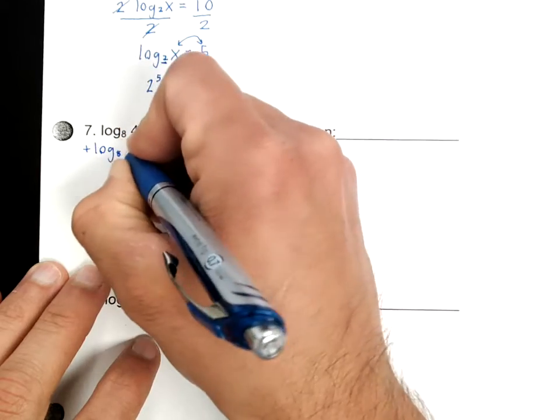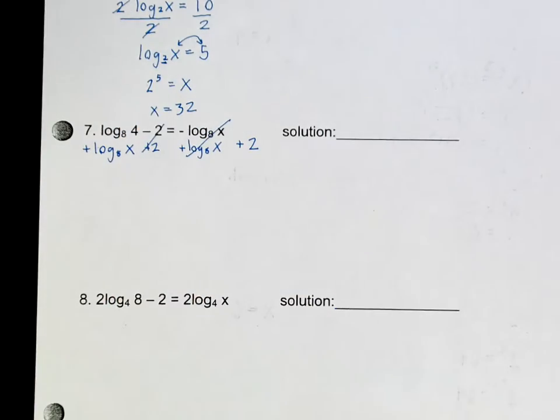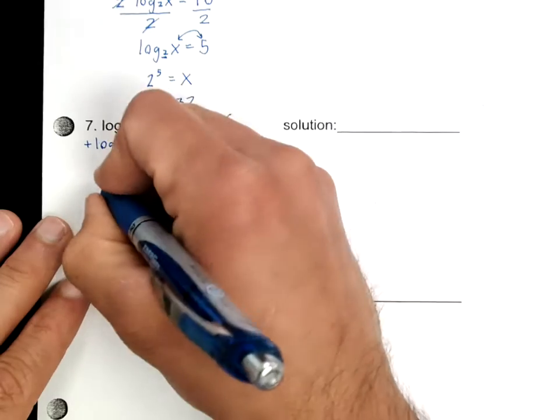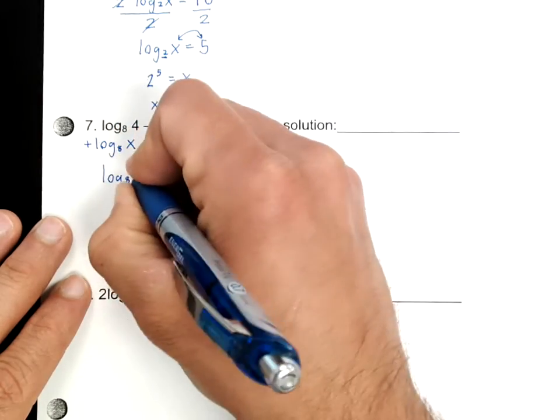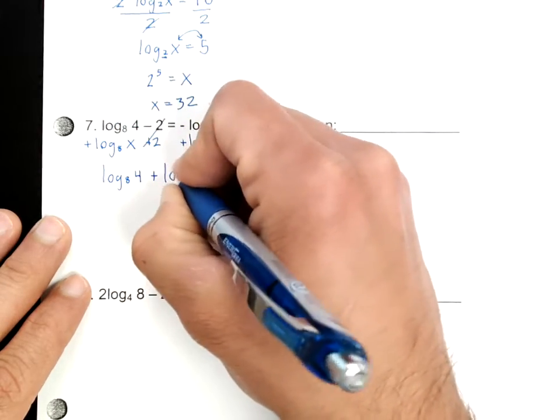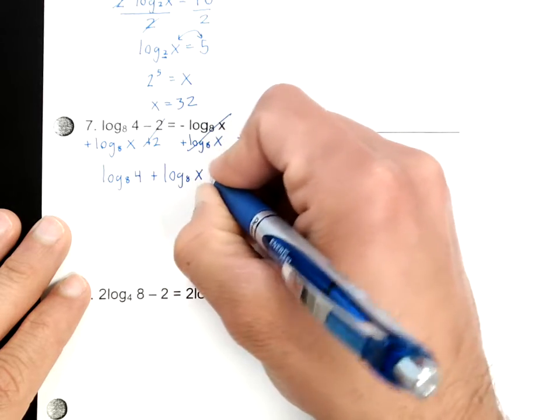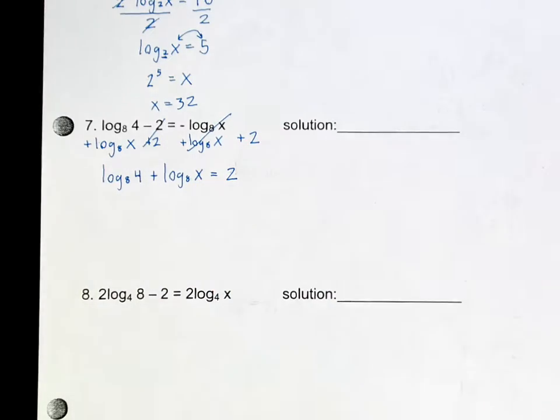to both sides. Okay, now I'm going to rewrite it. So I have log base 8 of 4 plus log base 8 of x is equal to positive 2. Are you with me?